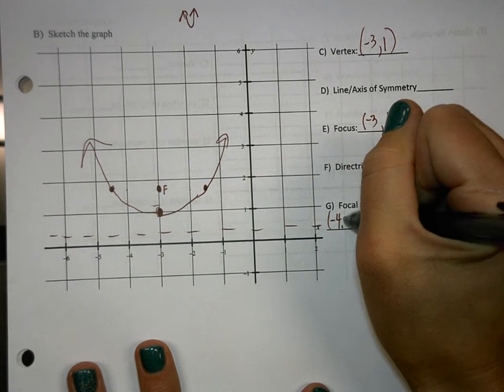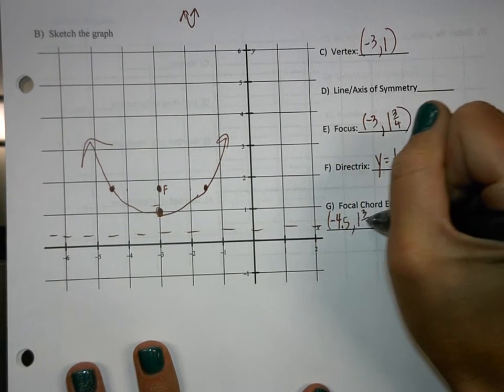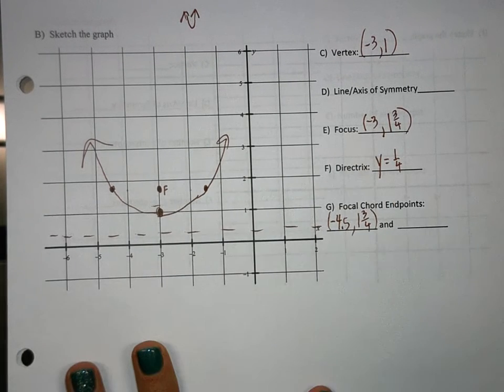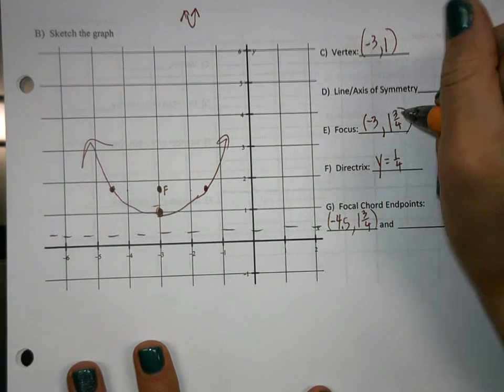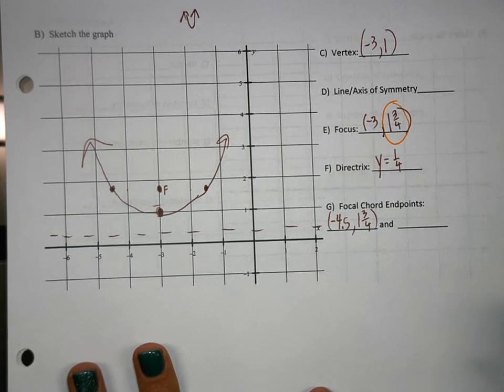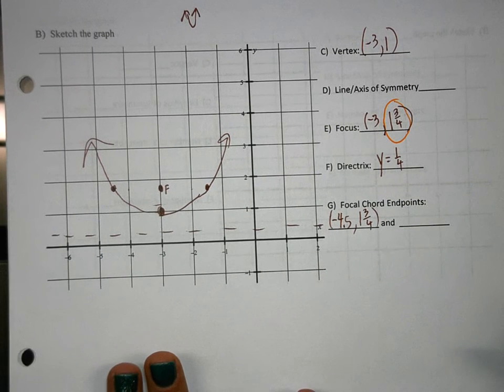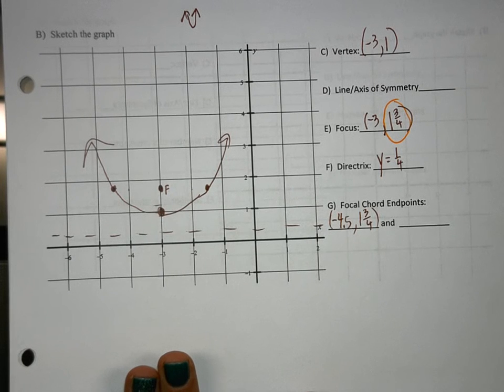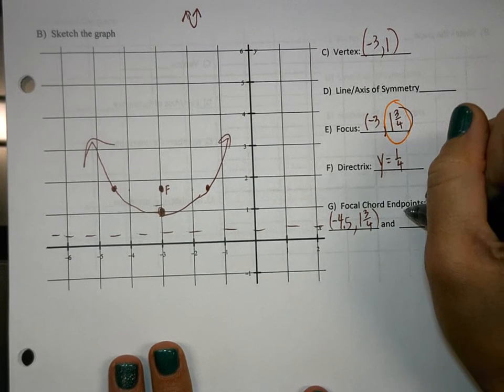-4.5 and 1 3/4. So this time we know that they're the same distance as the y value. So we don't have to really think too much about the y value because we already have that from the focus. So there's always one point that's going to stay the same on our focal chord endpoints that we don't have to think too hard about. Okay, and then the other one is what? -1.5. Very good.